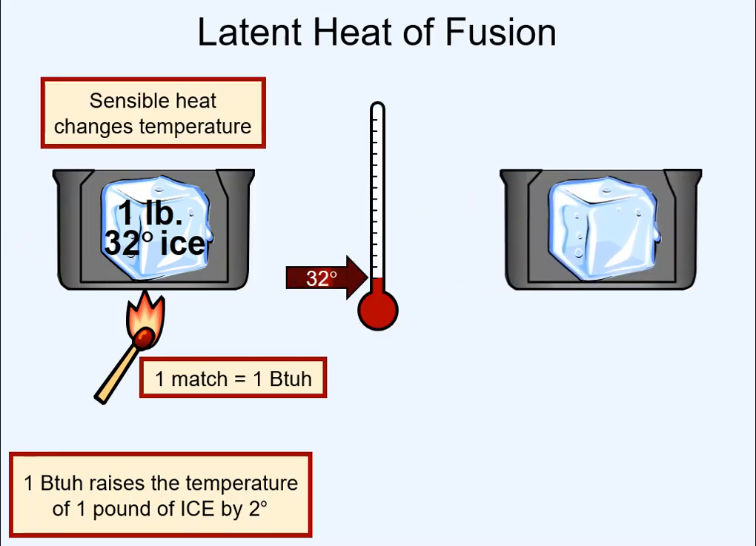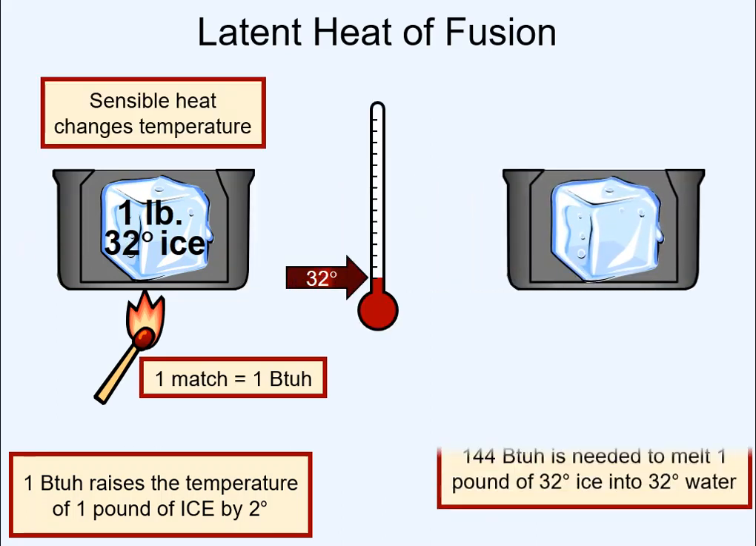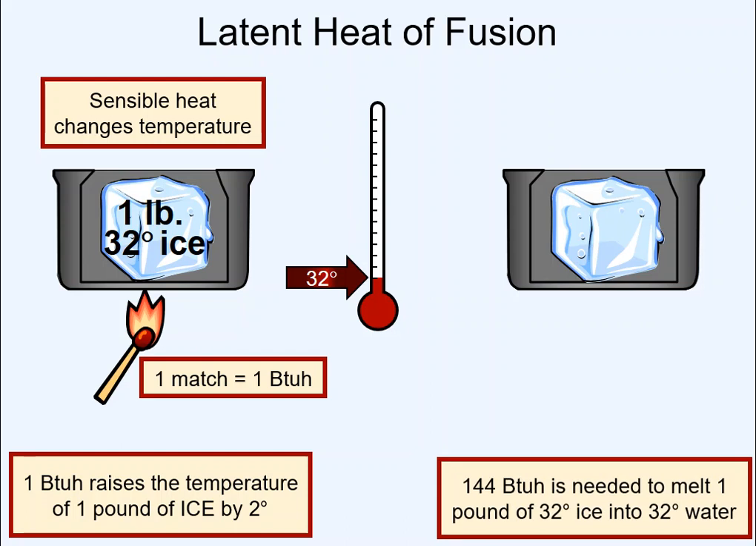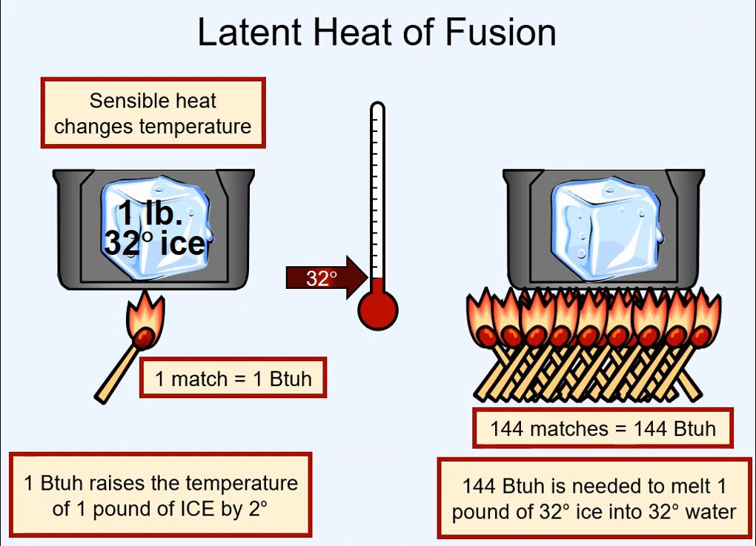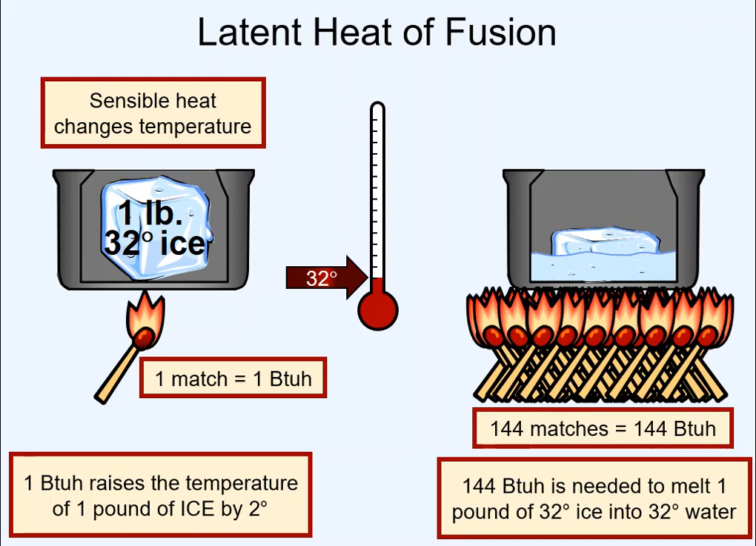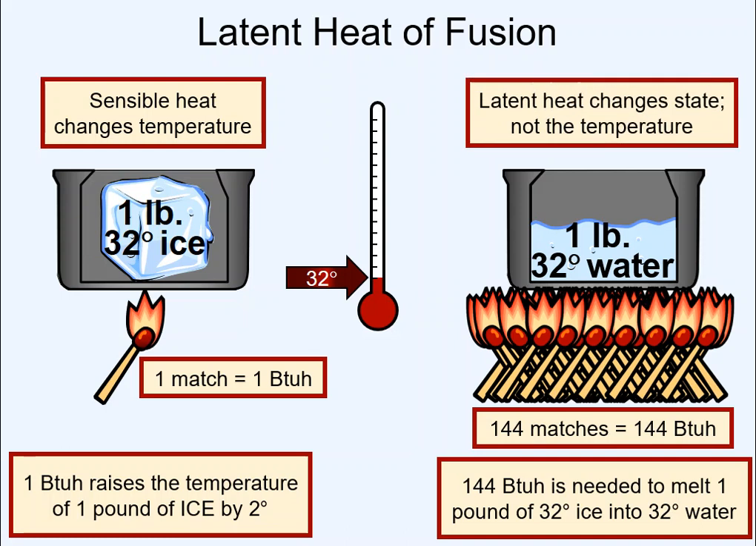All right, so I said earlier that 1 BTU is about one matchstick, one lit match. So if you could imagine, it takes 144 BTUs to melt 1 pound of water, or 1 pound of 32-degree ice into 32-degree water. But the temperature doesn't change. So once it becomes 100% water, it's still 32 degrees.